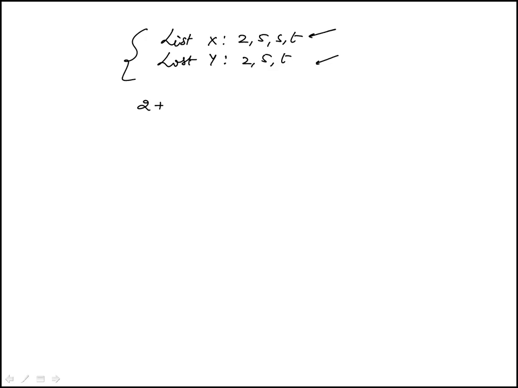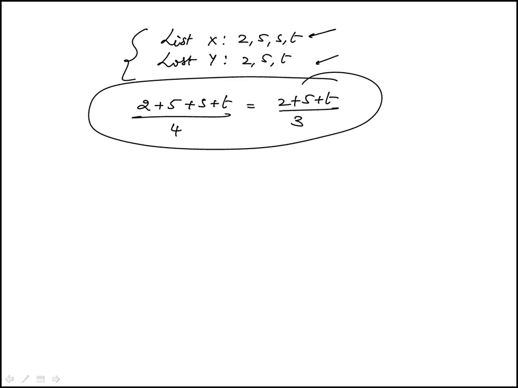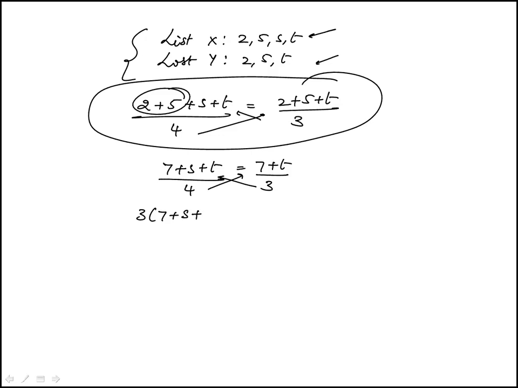So the average of list X would be the sum of those four terms divided by 4, and that's equal to the average of the terms in list Y, because it's not very clear what this would translate to. And then they want us to compare S and 0, so we'll cross multiply. Well, actually, let me add those first. So (7 + S + T) over 4 equals (7 + T) over 3, we'll cross multiply. So it's 3 times (7 + S + T) is 4 times (7 + T).